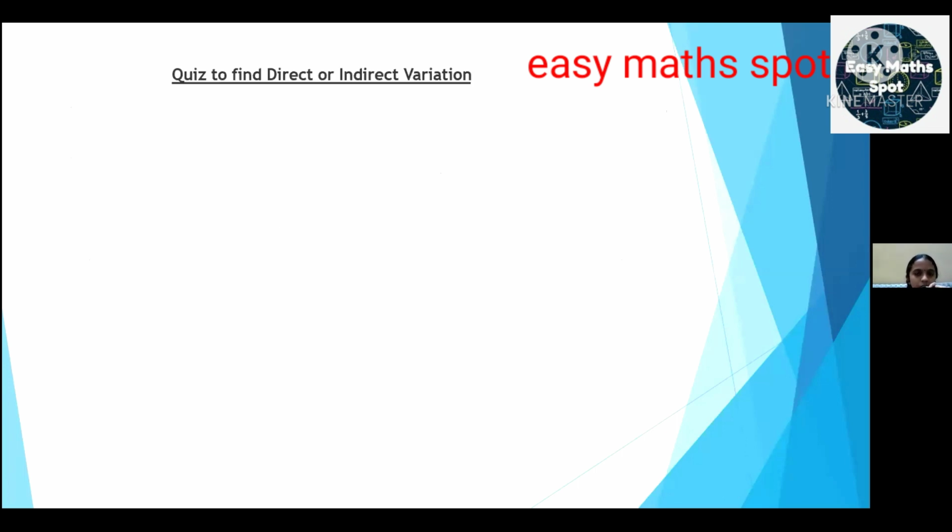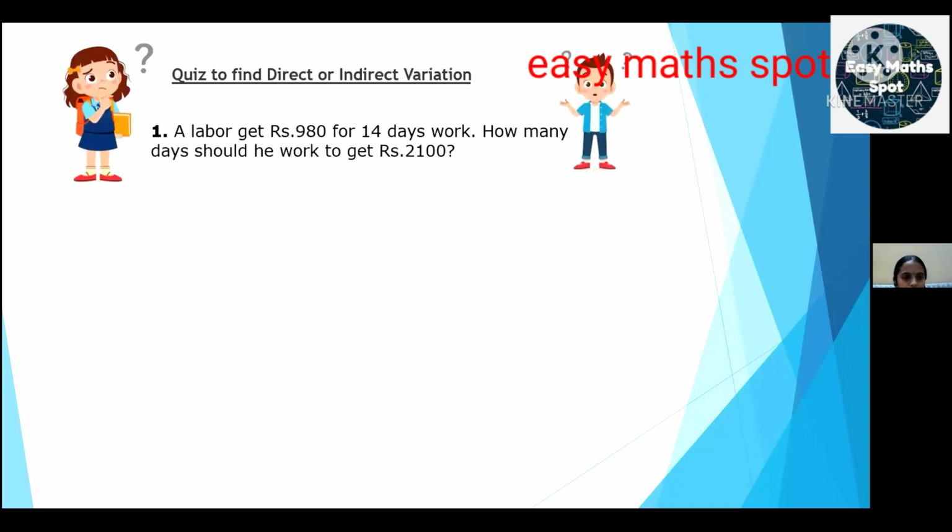Now let's have a quiz about finding if the question is direct variation or indirect variation. First question: a labourer gets rupees 980 for 14 days work. How many days should he work to get rupees 2100? Whether this question is direct or indirect, can anyone answer?